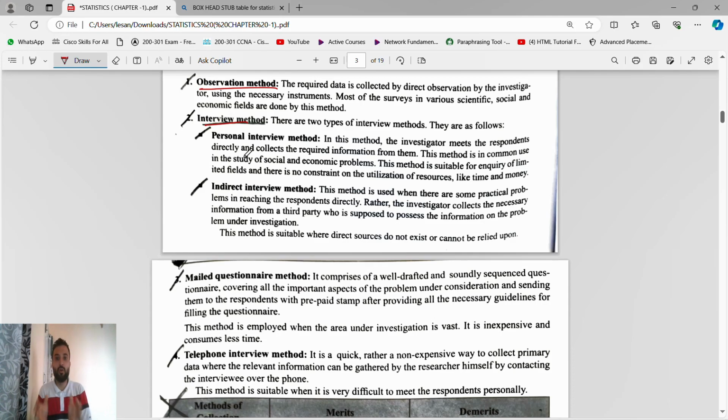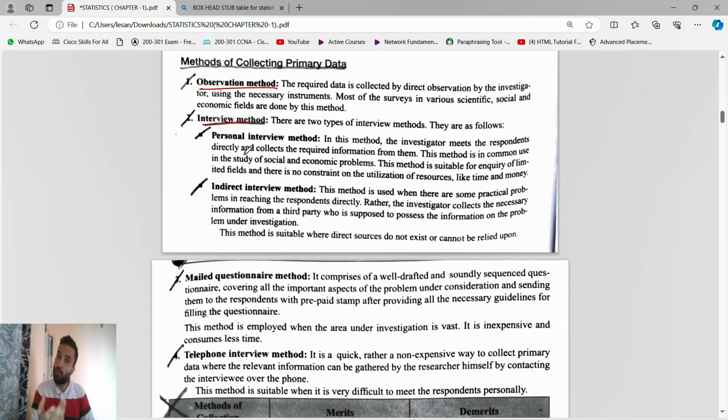Interview method means you will go for an interview. The interviewer doesn't know anything about you, and you don't know anything about the interviewer. So the interviewer will ask you, tell me about yourself. Then he will ask you about your qualifications and the things you know. He will take a test, and from the test, he will understand you. So this is the interview method.